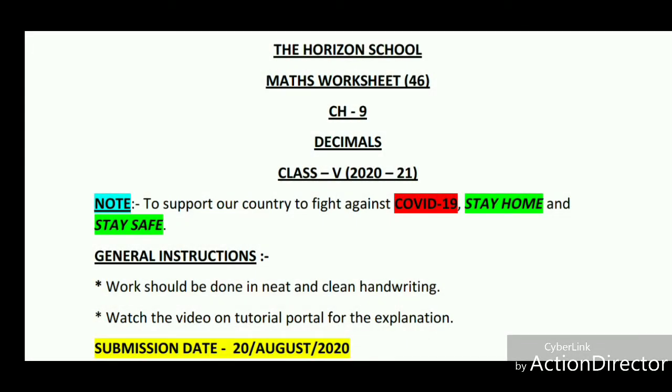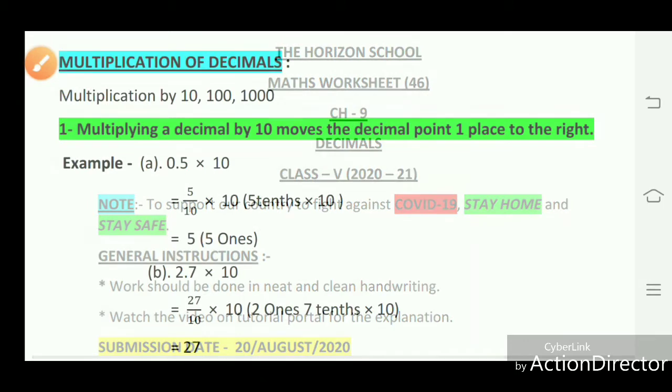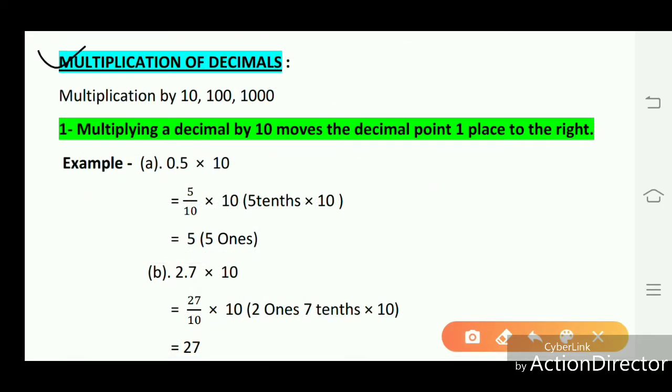Dear students, this is Maths Worksheet 46, Chapter number 9, Decimals. In this worksheet, we will learn how we can multiply decimal numbers. Multiplication of decimals. Multiplication by 10, 100 and 1000.